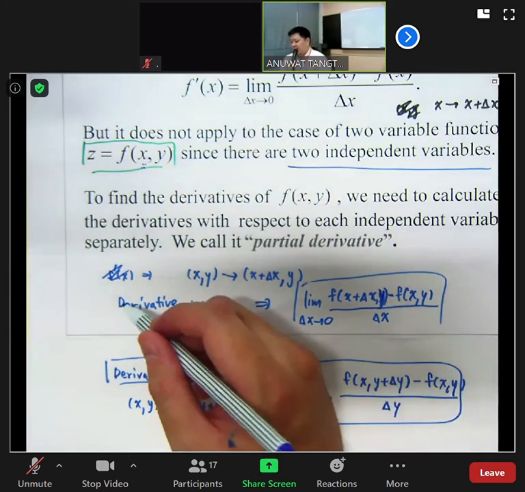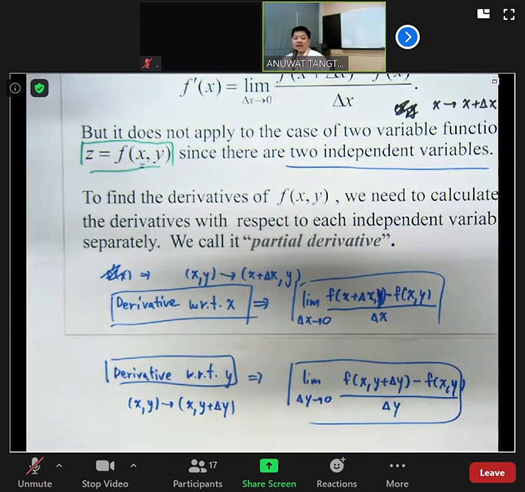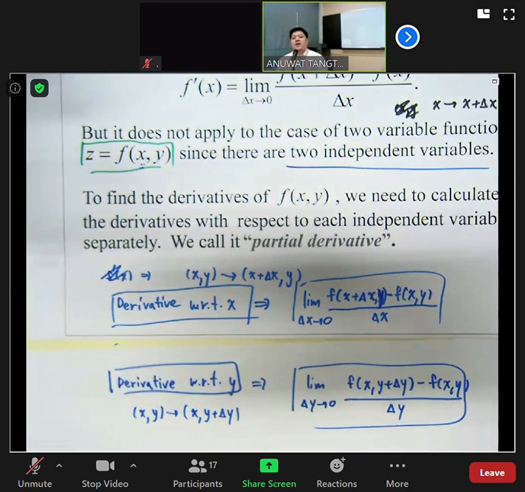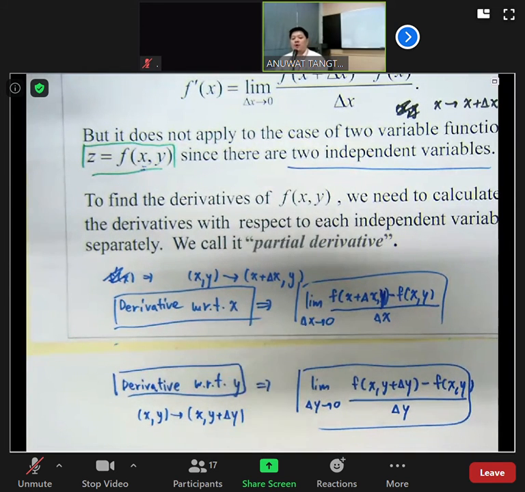So for the case of a function of more than one variable, if you want to find the derivative, you need to specify which independent variable we are considering.